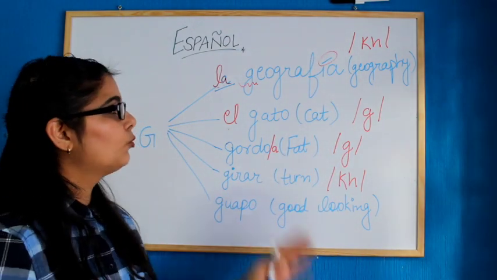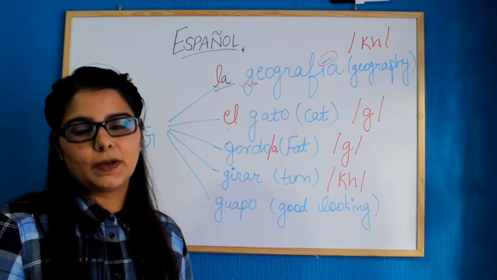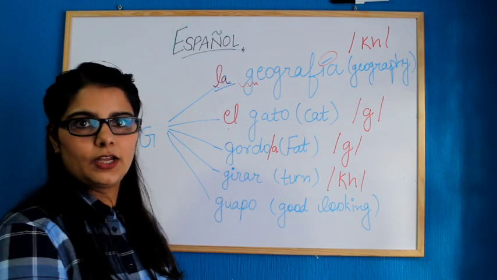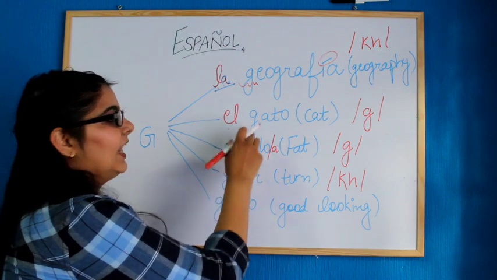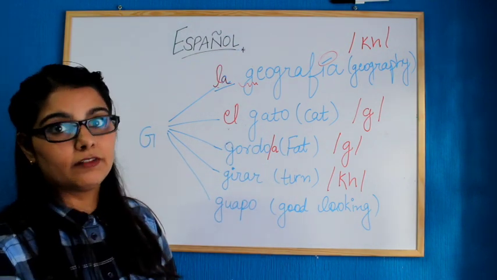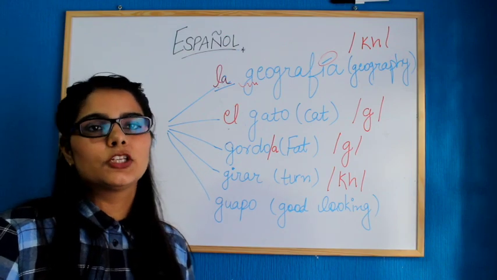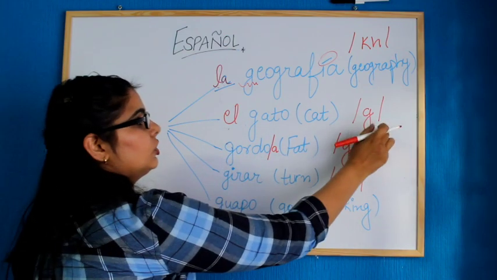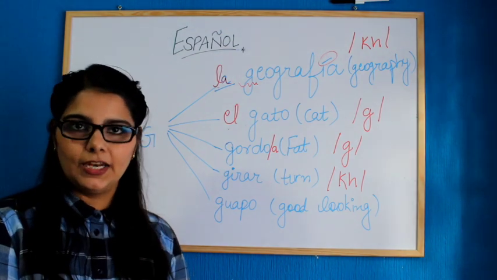That's why we are going to put more stress on I or I de español. Geografía. Okay. Next is el gato. Masculine, el gato, cat, and for feminine is la gata. So el gato has the g sound in it.